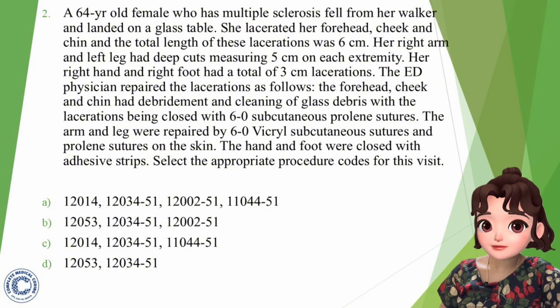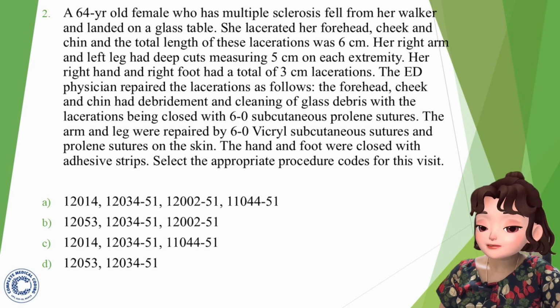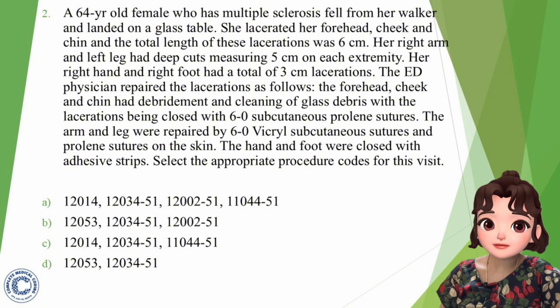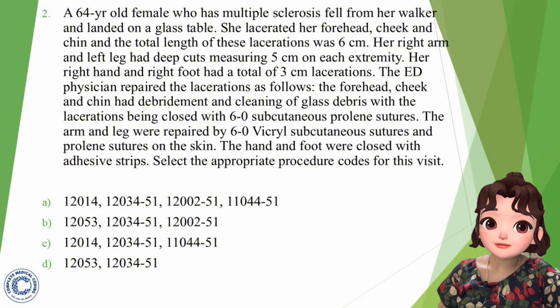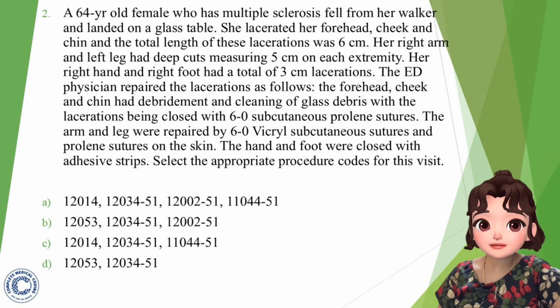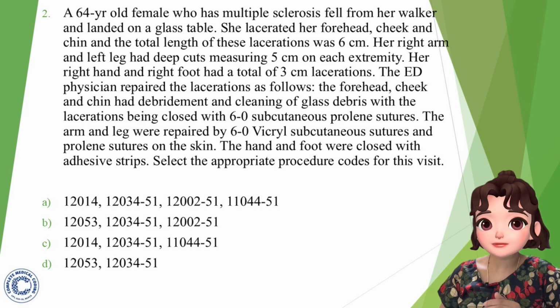What is 12014? 12014 is simple repair of superficial wounds of face, ears, eyelids. How much is the centimeter range? 5.1 to 7.5. Yes, we need 6 centimeter. It comes in between this code. But is this a simple repair or an intermediate repair or a complex repair? I had already mentioned before, when I took the class 4 integumentary session. It's in the previous episodes. You can check from the beginning.